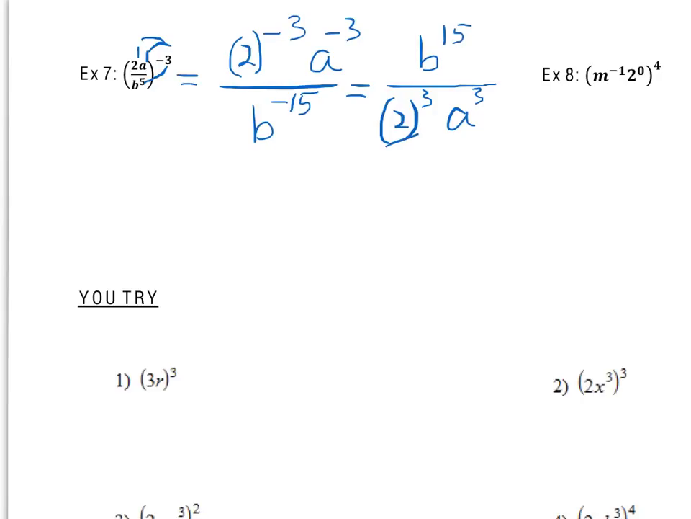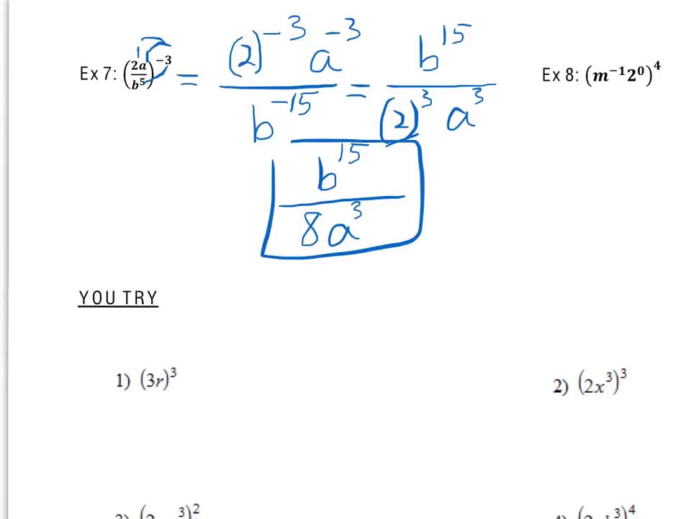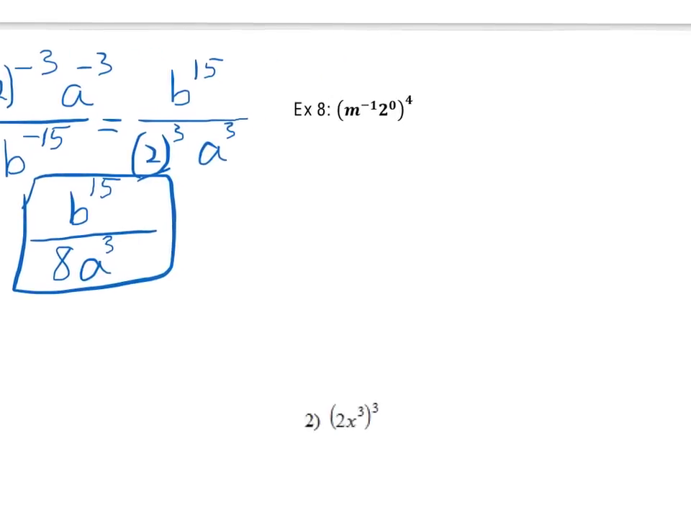The answer is no, because we have a number raised to a power. It's not simplified. So let's rewrite it. B to the 15th over 2 to the 3rd power. 2 times 2 times 2. Well, 2 times 2 is 4. Times 2 is 8. So 8a to the 3rd power. Final answer.